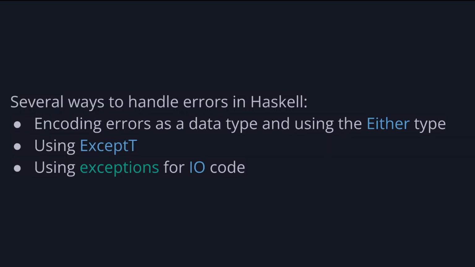Let's recount the things we've learned recently. We discussed several ways to handle errors in Haskell: encoding errors as a data type and using the either type to encode a value on error, which is a useful approach for uneffectful code. We learned about using except when we want to combine the approach in the first one with either on top of an existing type with monadic capabilities. We learned how to use exceptions in IO code.